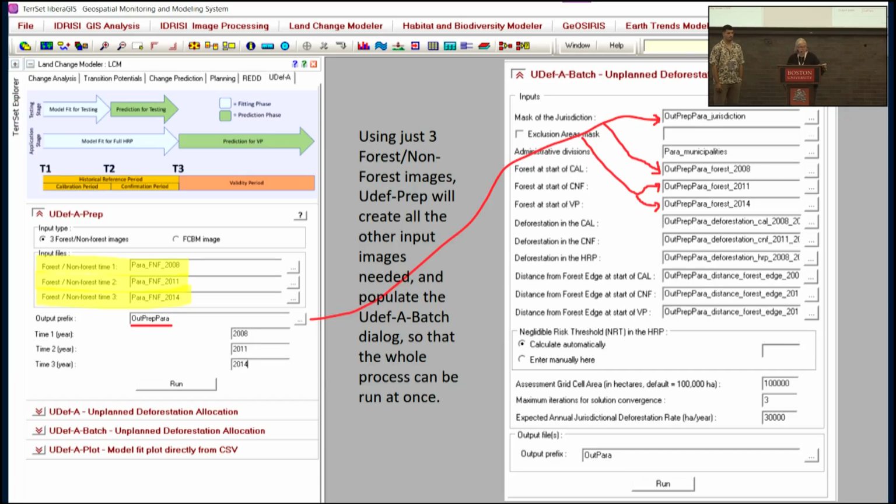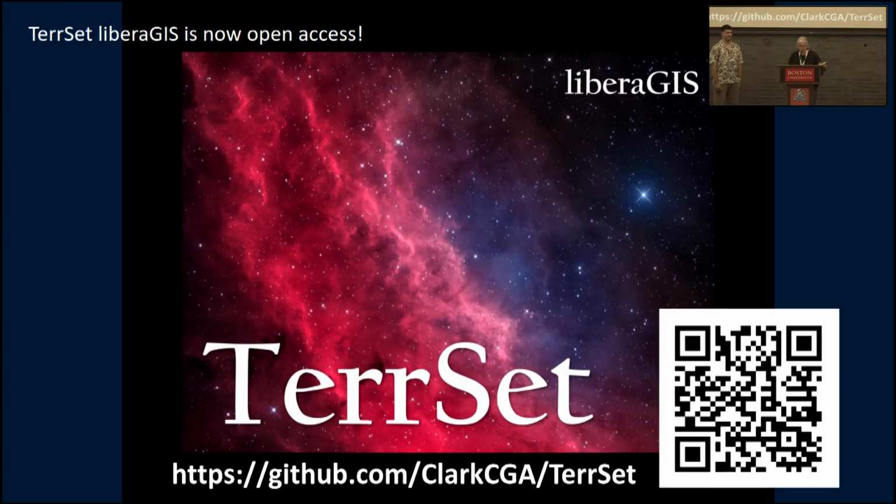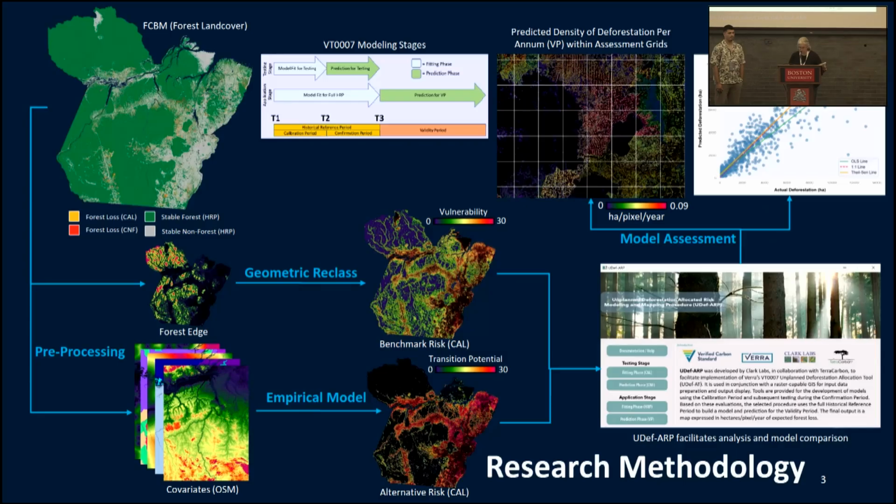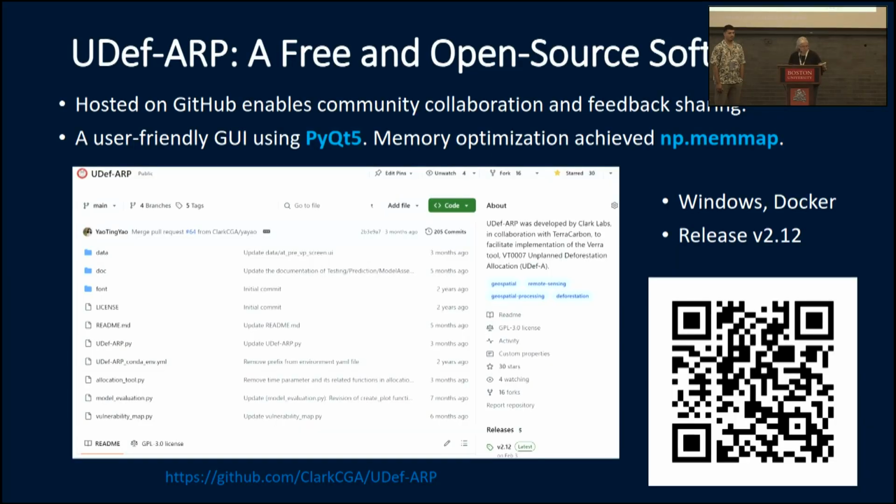In addition to the usual workflow, we added a dialog to simplify the number of inputs to just 3 forest non-forest maps and a batch mode to save time and aggravation. You can get TerraSet Liberty GIS by downloading it from GitHub, using that QR code or that address. And you can also download, like she said, the open source code for the Python one. That's the one with the source code.